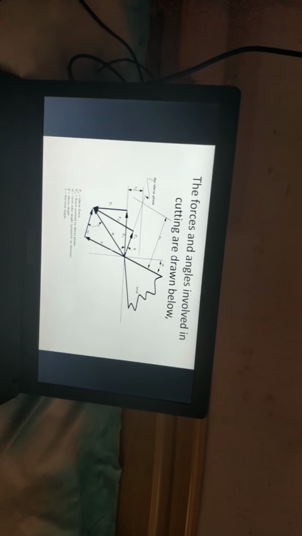Same thing you see. Now this is Fc, the cutting force measured, and Ft we can measure. R is the resultant of Fc and Ft. Then F and N are the forces between tool and chip, and N is the normal force between them. We have to calculate this, right?